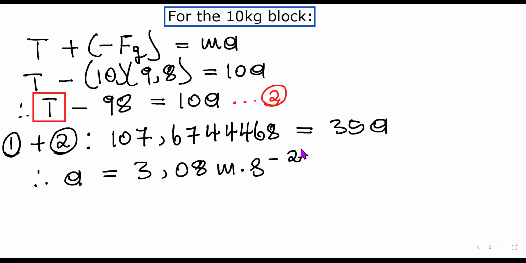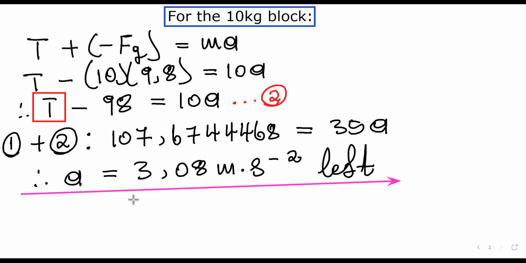Well, the question here said calculate the acceleration, not the magnitude of the acceleration. So you need to tell us that this acceleration is going to the left because we chose the initial direction of motion as positive.